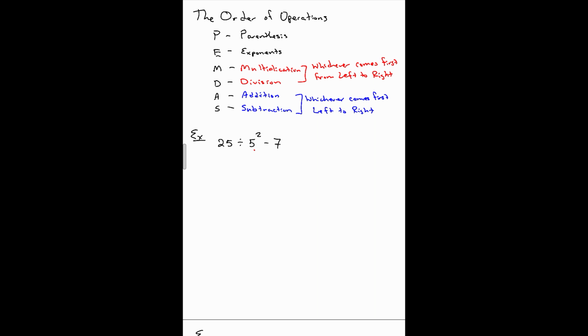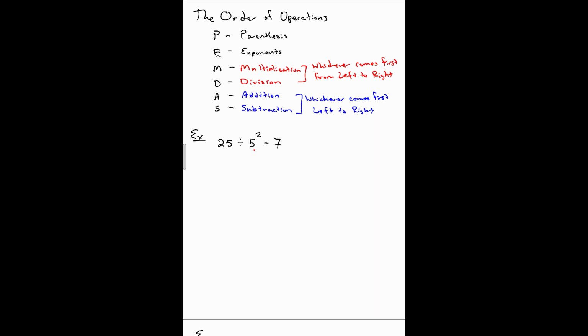Mostly we hear them as PEMDAS or please excuse my dear Aunt Sally, and that's what I have listed right here. The P, the E, M, D, A, S. So P represents the parentheses, and we're going to talk about all these in just a second. I have plenty of examples for you guys.